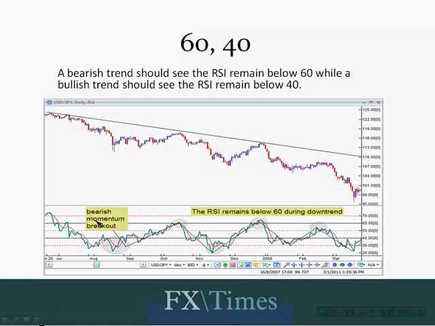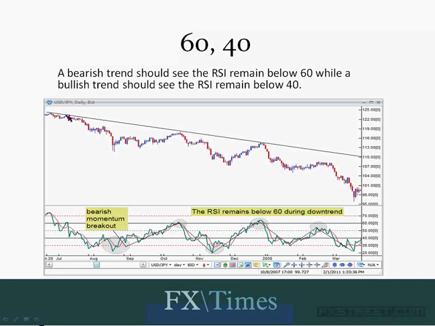As I mentioned, the bearish trend should see the RSI remain below 60, while the bullish trend should see the RSI remain up. My mistake here, I should revise this. It should say above 40. So in a bullish trend, the RSI should stay above 40. Please excuse my typo here. Okay, and here's an example: dollar yen daily back in 2007 and 2008.